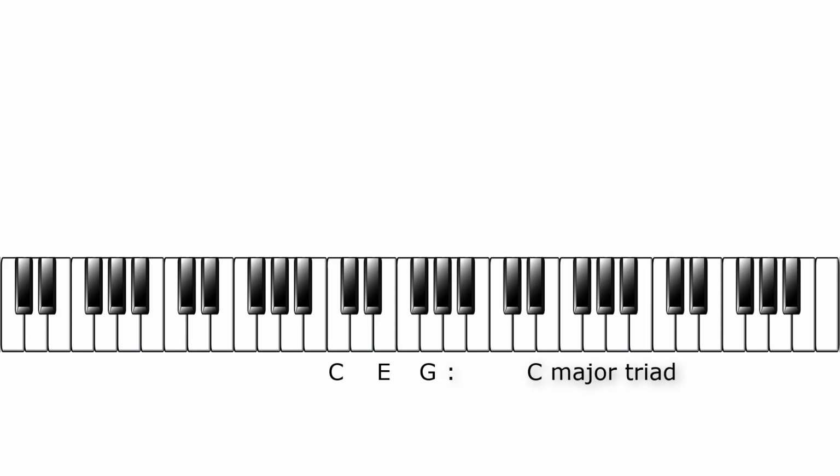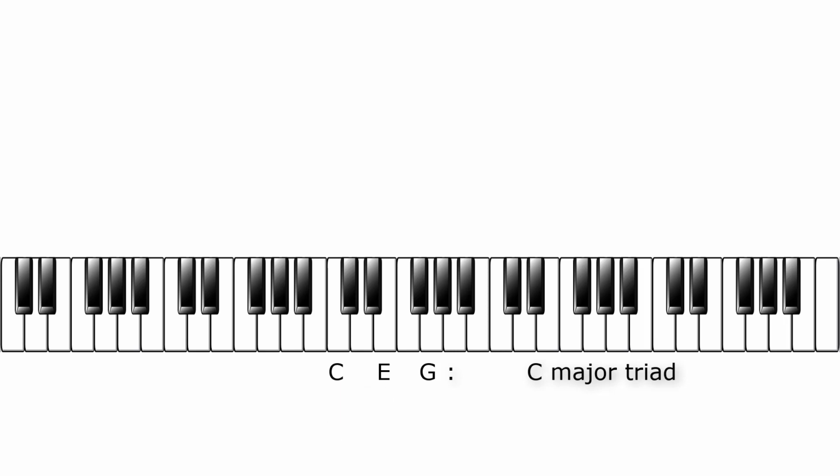A very important characteristic of major triads is that the distance between the root and the third note of the scale, which is the second note of the chord, is a major third. This is always the case for major triads and seventh chords.